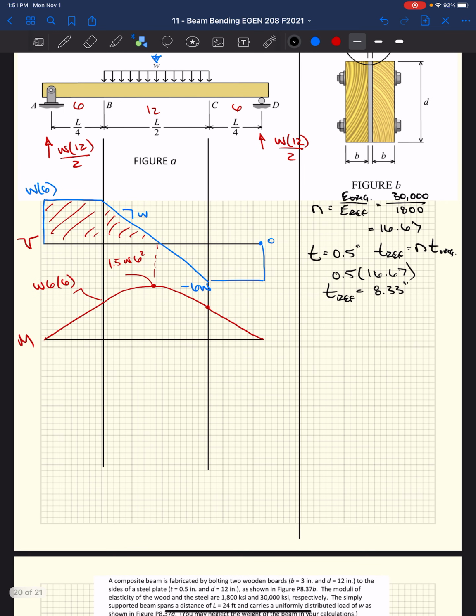So what does that mean? Well, that means our cross-section gets a bit weird.